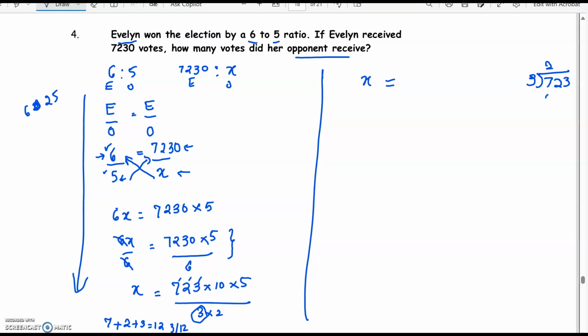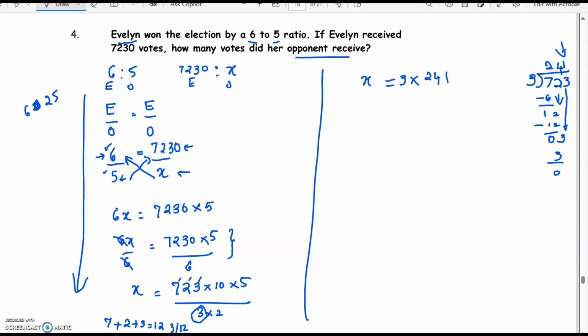3 times 2 is 6. Subtract, you get a 1. Bring the 2 down. 3 times 4 is 12. Subtract, bring the 3 down. Subtract, we get a 0. So bring the 3 down. 3 times 1 is 3. And we are done. So we have 723 is 3 times 241.